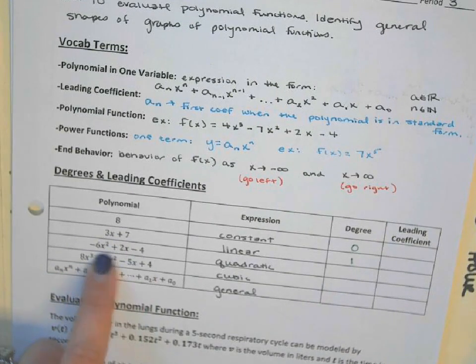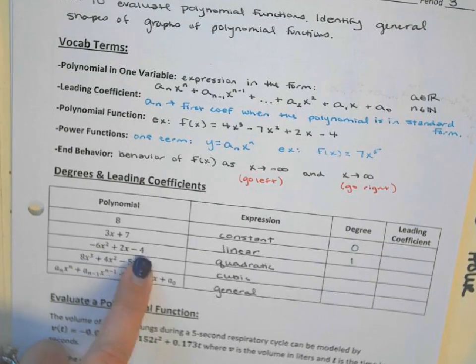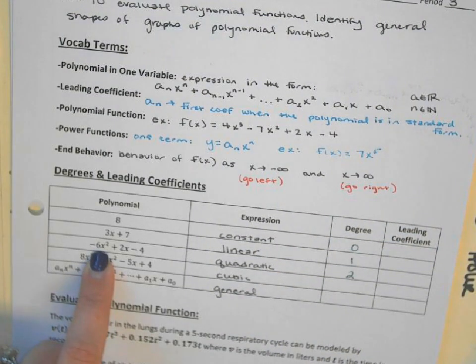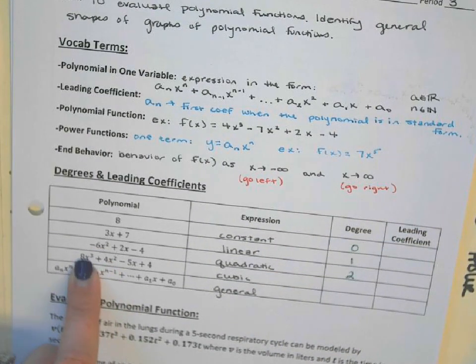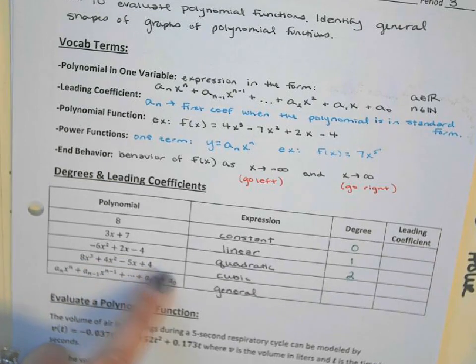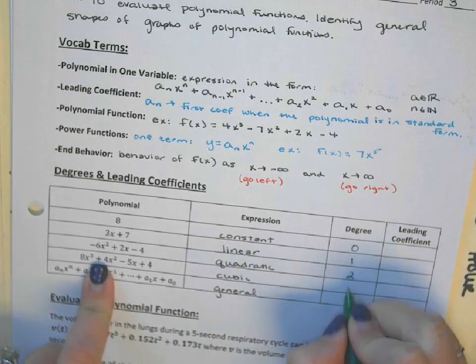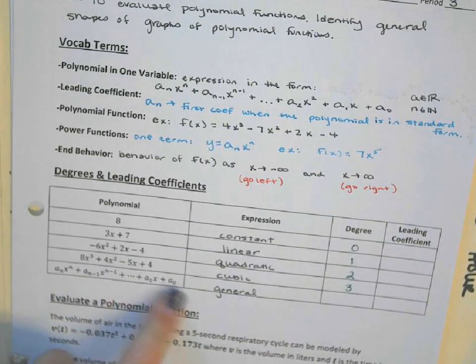How about the quadratic one? What's the degree there? 2. This has a degree of 2, a degree of 1, a degree of 0. 2 wins, it's the most. This has a degree of 3, 2, 1, 0. What's the degree overall of this polynomial? 3. And what's the degree of this general polynomial?